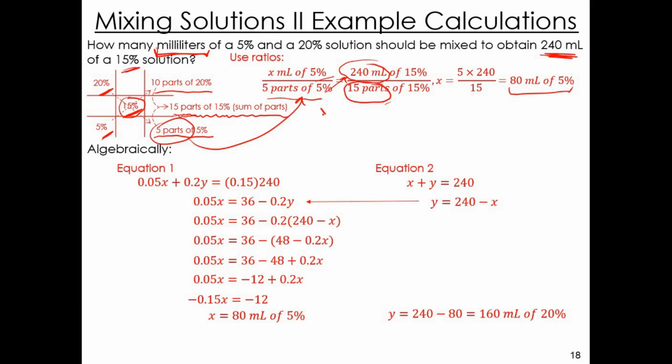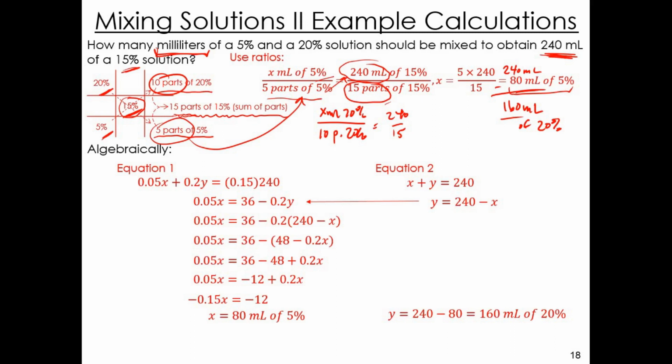And so we can set up the same kind of proportion for the 20%. We could do how many mL of 20% if there are 10 parts of 20%, and set that up with 240 over 15. We could do that. Or, knowing that there are 240 mL total, we can just subtract 80 from that and find that 160 mL of 20% would be required. Okay, so there's our two answers.